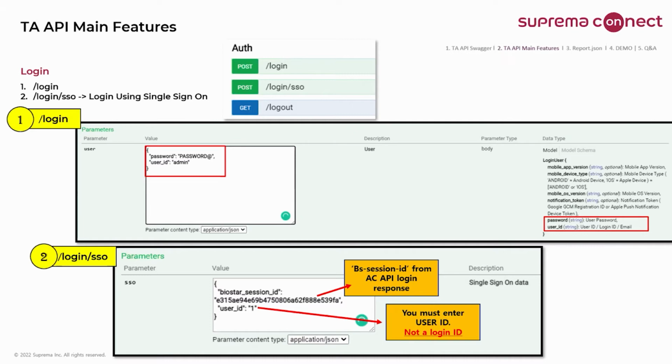However, with /login/SSO, which means single sign-on, you must use the user ID, password, and BS session ID from the AC API login response. Unlike the new local API, and just like the local API you used before, you do not need to save a separate cookie or session ID for the login features. It saves the session automatically. Just notice that if you are using /login/SSO to log into your TA API, you must use the user ID, not the login ID of the user.